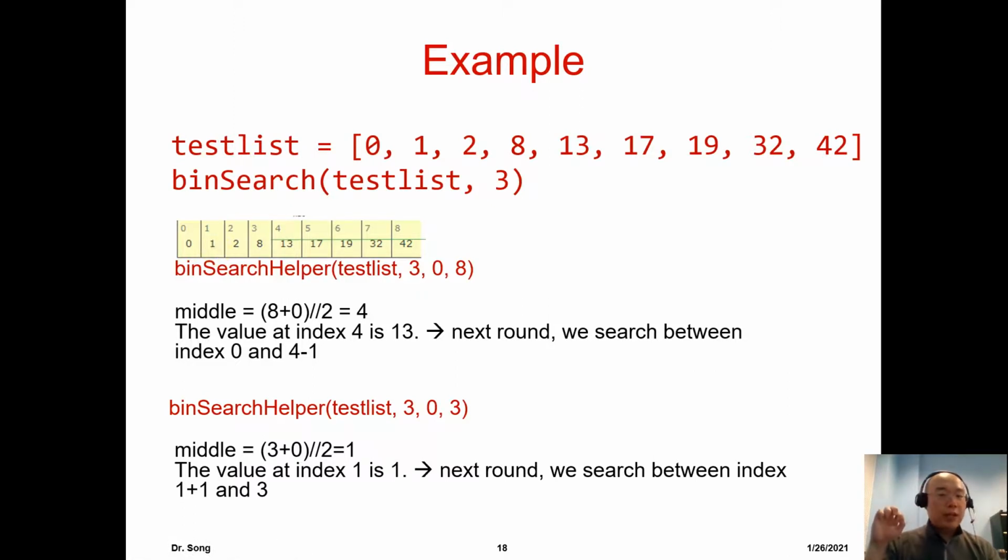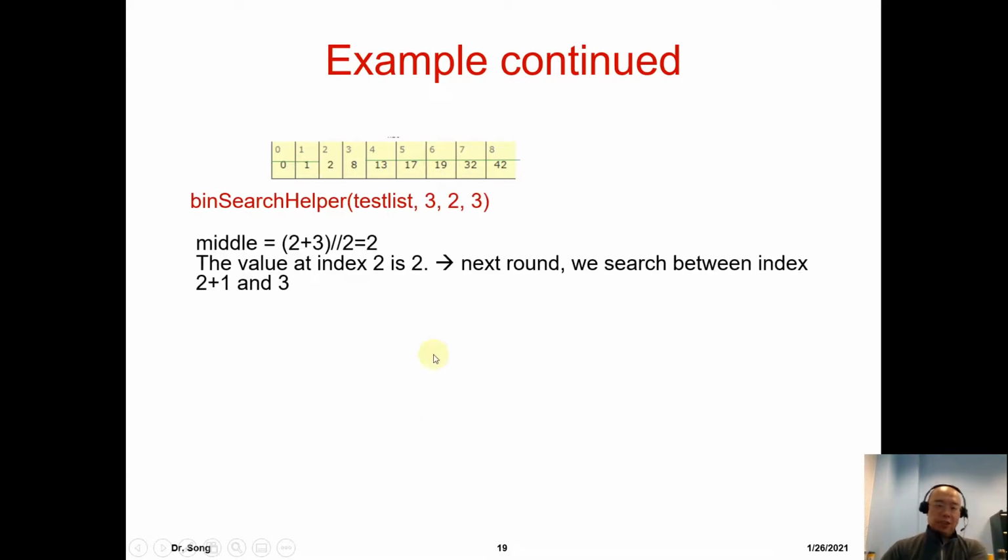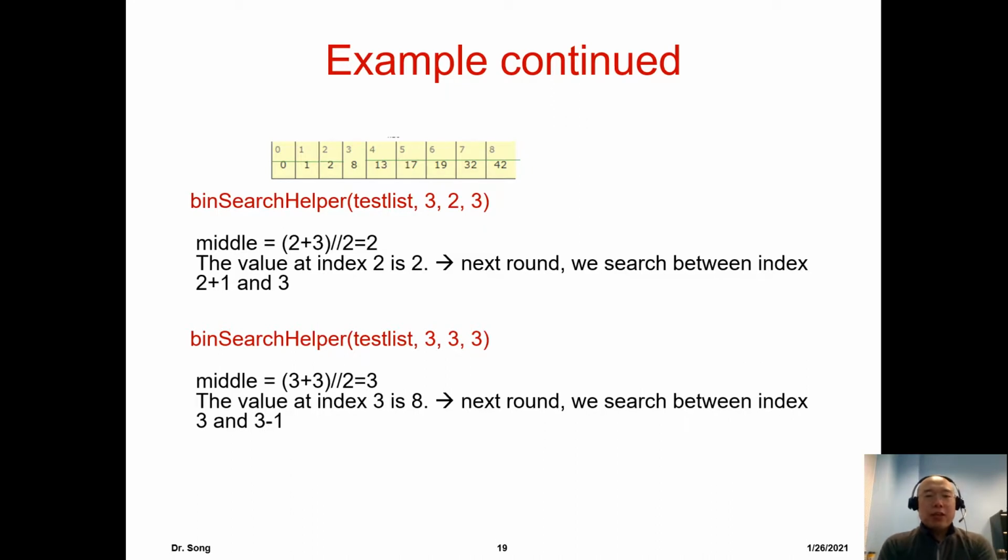However, we are looking for 3. This means we can cross out index 0 and 1. Now the lower bound is 2 and the upper bound is 3. That is our new search range. If we want to continue, we have to do a floor division. So now the middle index is 2, and on the middle index 2, we have the value 2. So now we have to do another round of the search. We cross out the 2, and now we have a search space of only index 3, right? So this is what is going to happen.